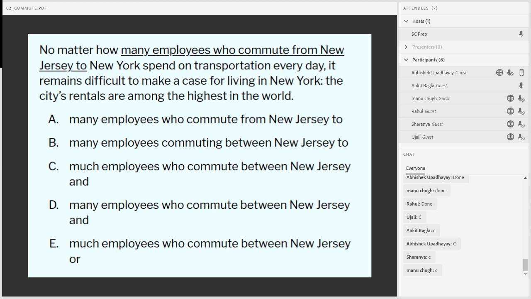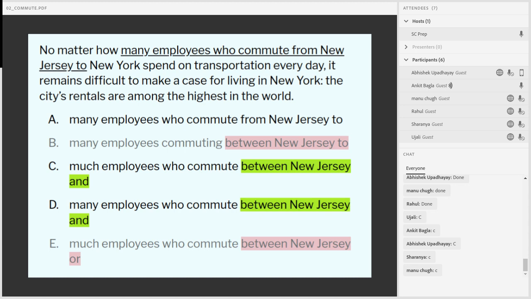Can I start? Of course, please. Yeah, actually, the first is an absolute that idiom is between X and Y. So B and E are eliminated. Good. Next we are left with A, C, D. And it is actually a matter of fact that no matter how much employees who commute, so it will be much, it will not be many, because we are talking about the degree. Right. And the degree, if I may ask you, is that a level 1, level 2, or level 3 call? It is a level 2 call actually.